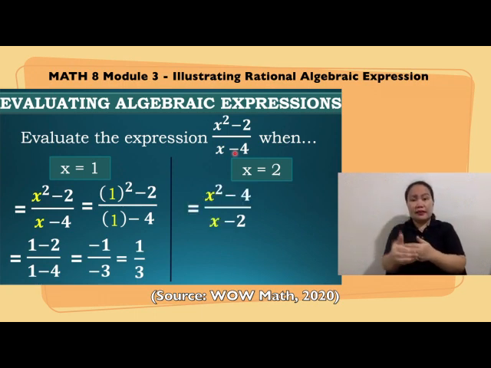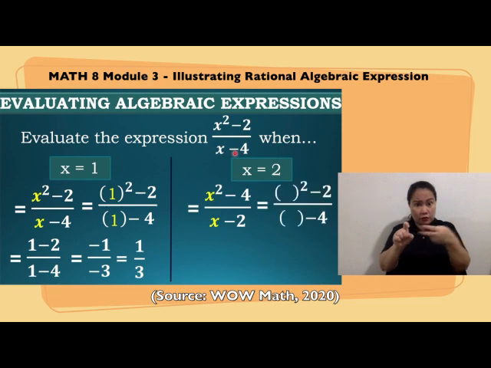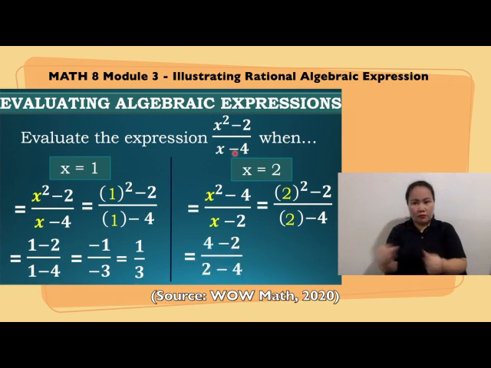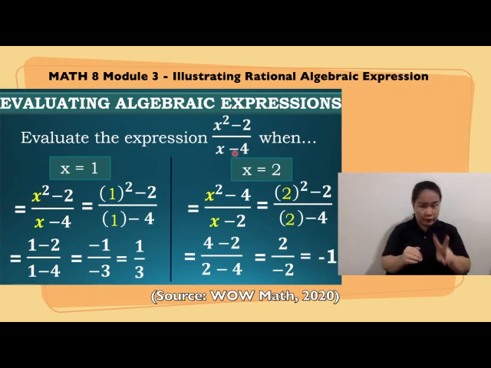Next, we will substitute here positive 2. So, we will replace the variable with 2. We will now have 2 squared is 4 minus 2, and then 2 minus 4. So, 4 minus 2 is 2. 2 minus 4 is negative 2. Let us simplify. 2 divided by negative 2, that is negative 1. So, hindi rin nag-0 ang denominator natin. Therefore, this is an algebraic expression.